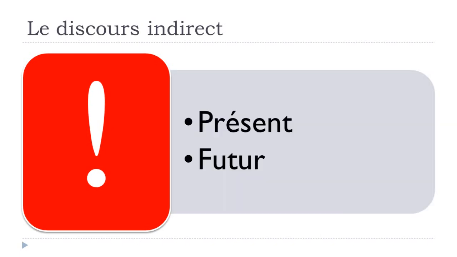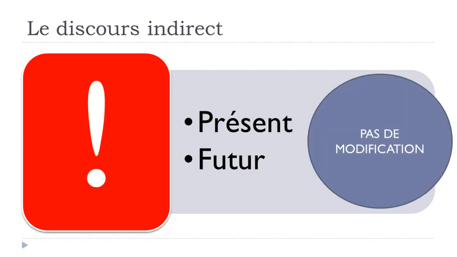So, the thing is that for the present and the future, if the verb that introduces this structure, this discours indirect, is at the present form or the future form, then the good news is that you won't have to modify anything after it. Okay? So that's the rule. If the verb that introduces this structure is at the present form or the future form, then you don't modify the verb after, which is quite good news.